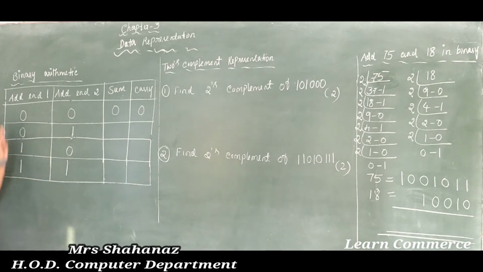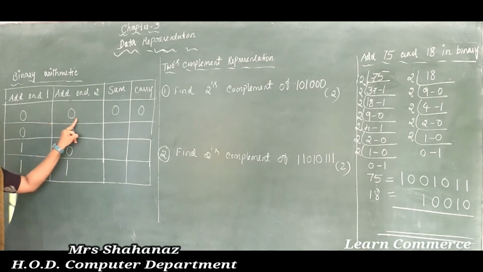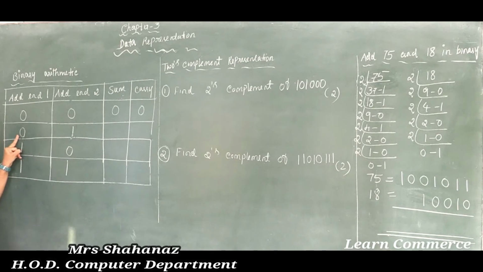So first of all, in the first column I am using the first value 0, and for the second column also the value is 0. Next, the value is 0 and the next one is 1, and after that 1 and 0, and the last values I am going to use are 1 and 1.